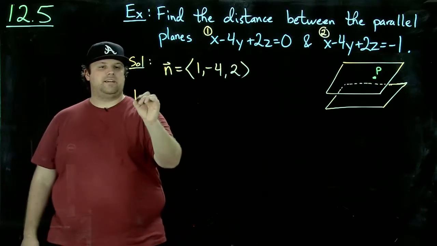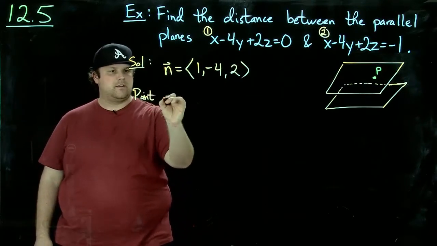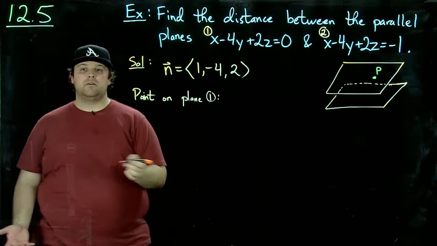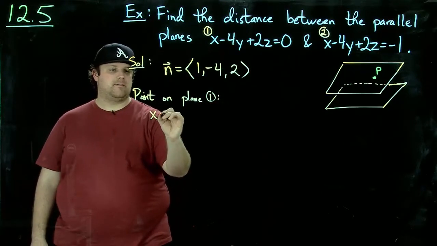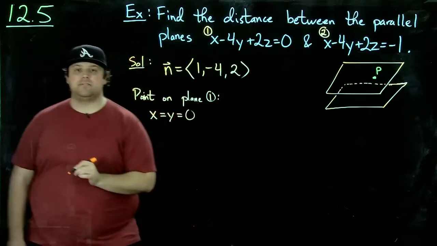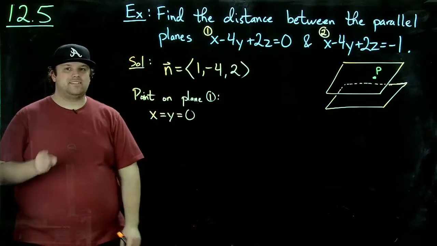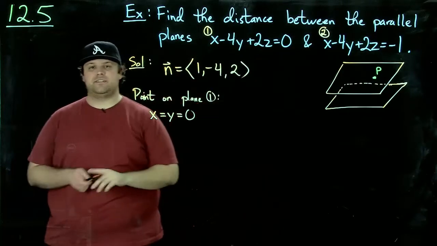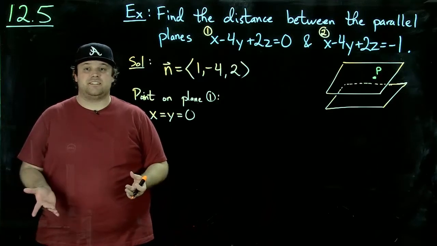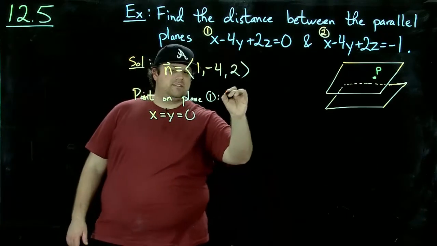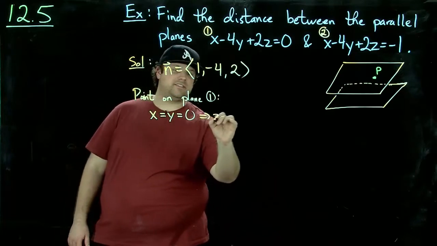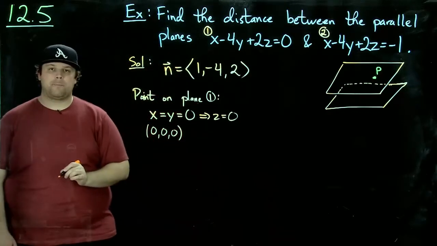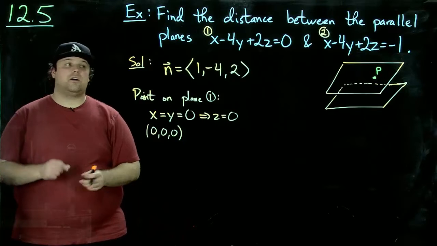All right, so a point on plane 1. Well, what we can do is take x and y to both be 0. If we do that, something really neat happens. This is gone. This is gone. We're just left with 2z equals 0. But if 2z is 0, then z is just 0. So that implies z is 0. So the point is just the origin, (0, 0, 0). All right, now we need a point on plane 2.